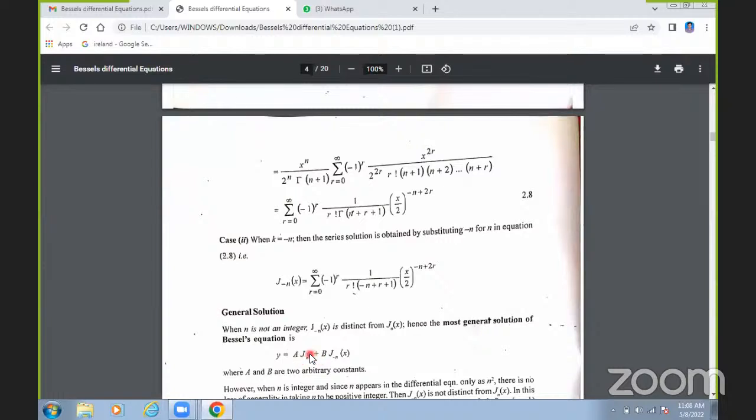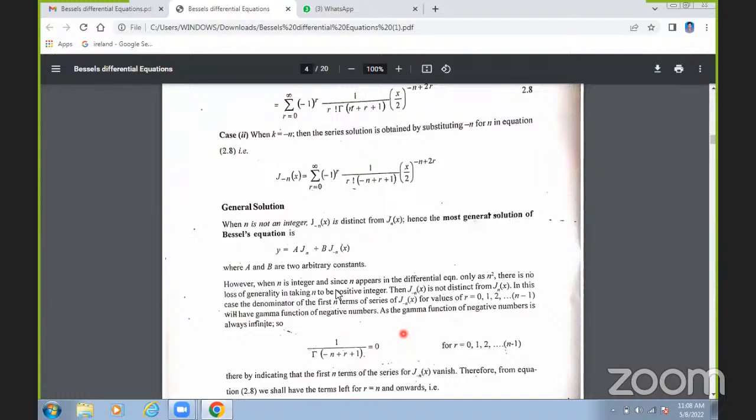Here x is missing. So here it should be y is equal to a Jn of x plus b J minus n of x. So this a and b are two arbitrary constants. So this is the general solution we have.